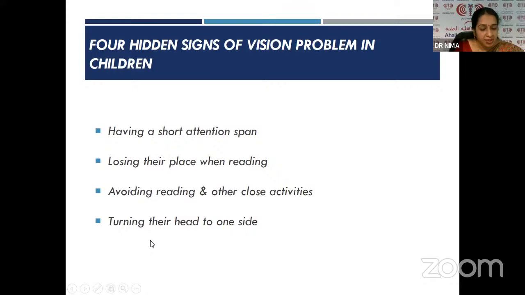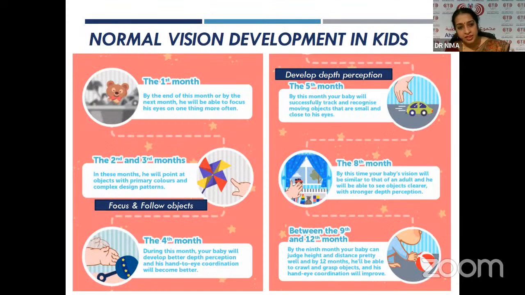And as previously mentioned, they are turning their head to one side, which may be the cause for an astigmatism, which may be the underlying cause, which needs to be corrected. So if you see any of these signs in your kids, please bring them to our department. So these are the points which we have to take care of.